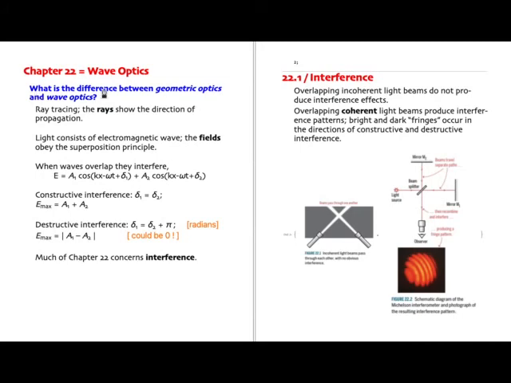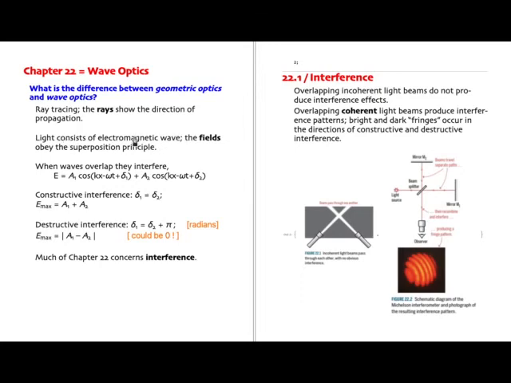What's the difference between geometric optics and wave optics? Remember, in geometric optics, we used ray tracing to analyze the direction of light. So the rays show the direction of propagation. But it doesn't really take into account the fact that light consists of waves in the electric and magnetic fields.